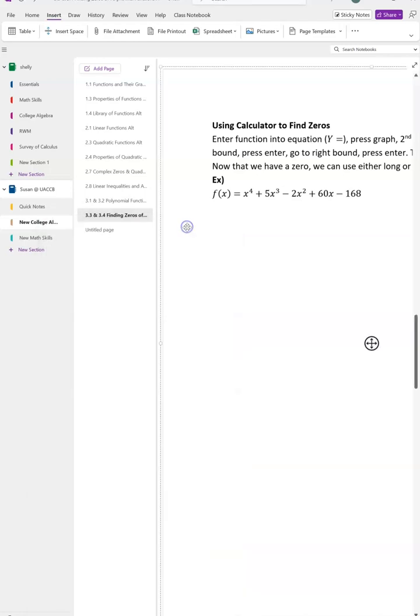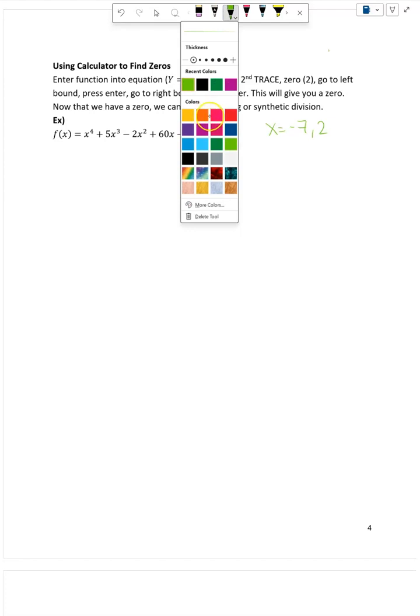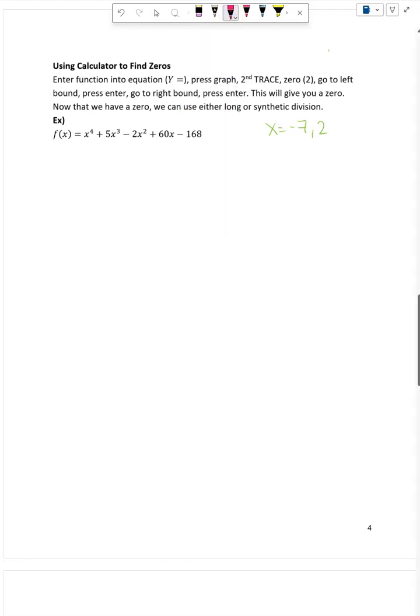So I'm going to go ahead and put that down. So x equals negative 7 and 2. Okay. So we know that. So we can go ahead and just start with our synthetic division. We have 4, 3, 2, 1, 0. So we're good. So our coefficients are going to be 1, 5, negative 2, 60, and negative 168.